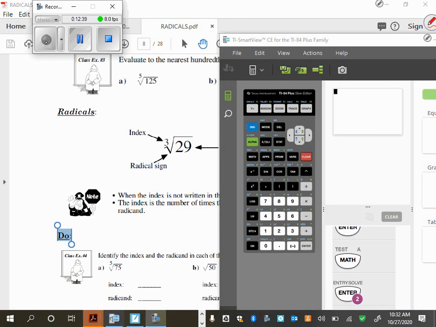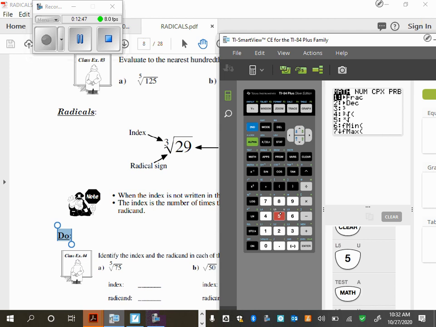Okay, let's see how you did. Fifth root of 125. Oh, I'm learning. Put the marker down, and then 5, math 5 is fifth root, 125. And this question tests you on whether you know how to read or not, because you have to do what it says.